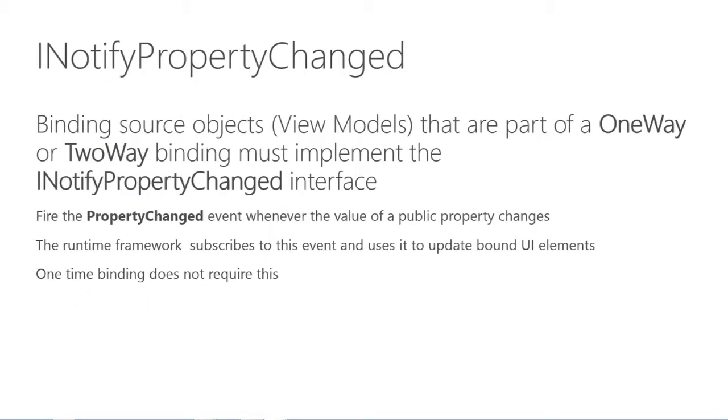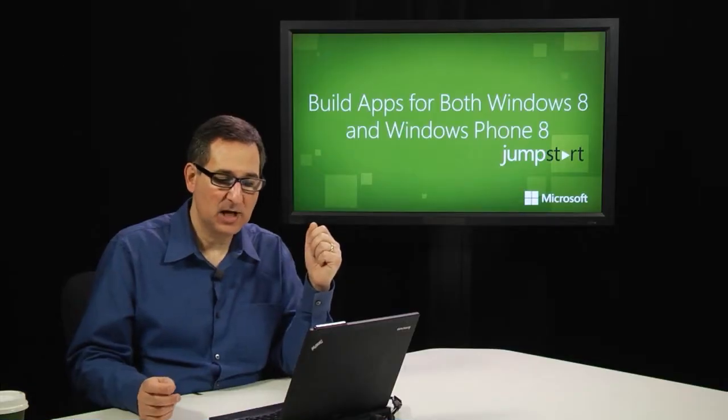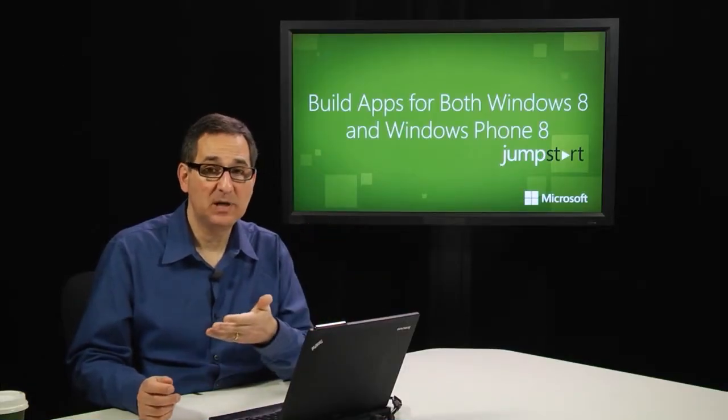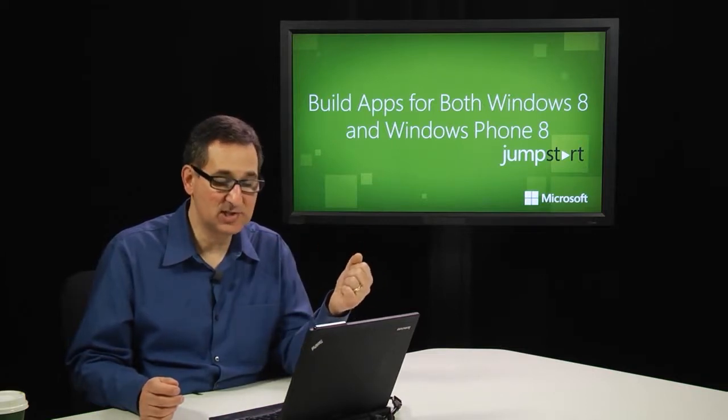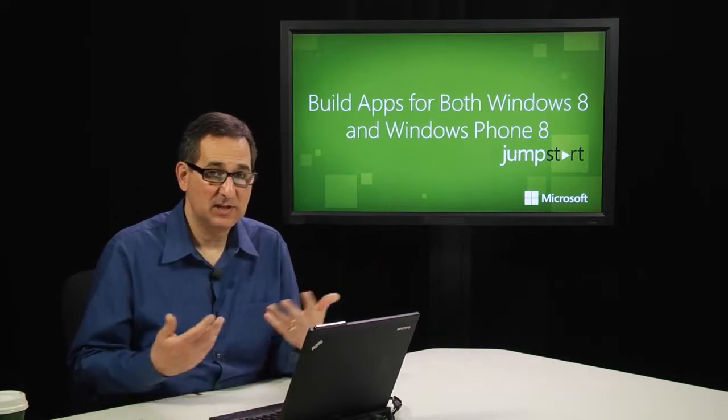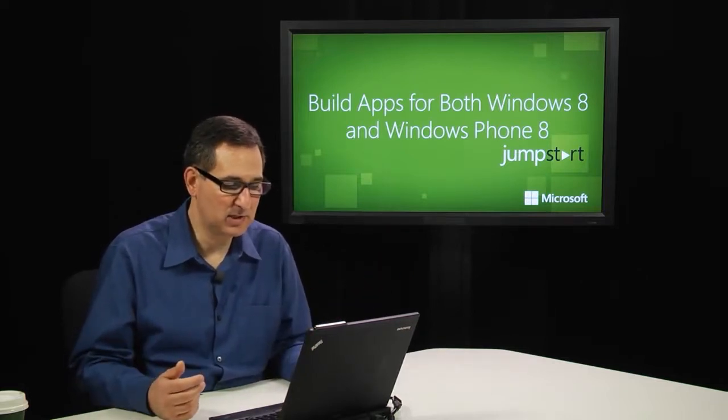The INotifyPropertyChanged binds the source. This is something that's useful in one-way or two-way binding. If you're using one-way or two-way binding, then you need to implement INotifyPropertyChanged. If you're doing one-time binding, that's the case where your view is bound and only sees that binding one time at page load time, then you don't have to worry about INotifyPropertyChanged. It's not required. As you can imagine, even if it changes, it's not going to trigger anyway, so you don't need to worry about it.